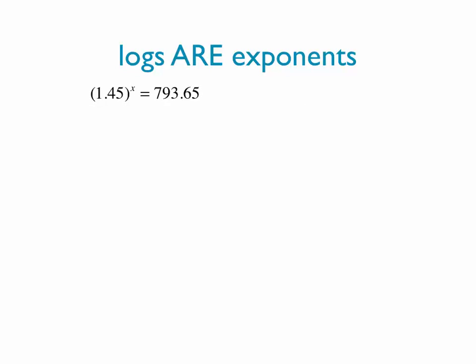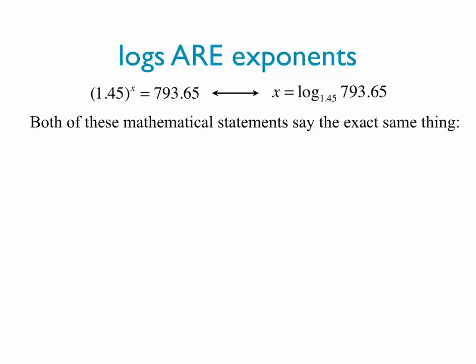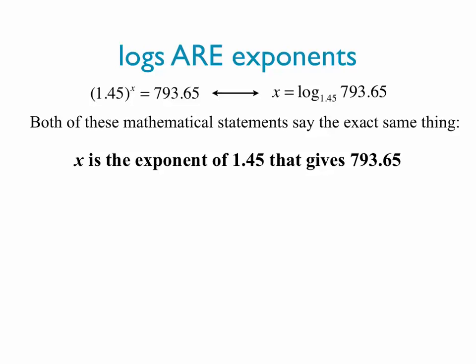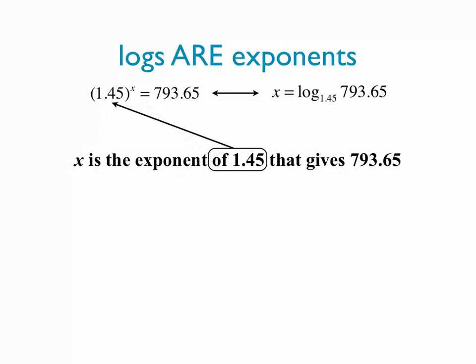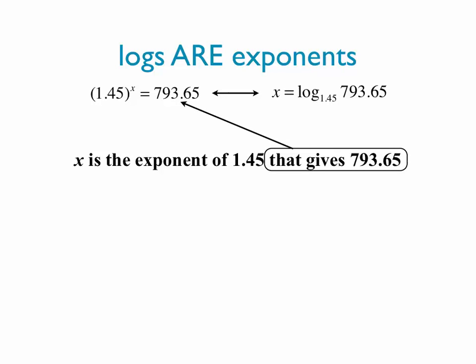So here's this expression, and it's equivalent to this expression. Both of those mathematical expressions say the exact same thing: that x is the exponent of 1.45 that gives 793.65. Let me show you how both say that. In the first one, x is the exponent of 1.45 that gives 793.65. Makes perfect sense, right?